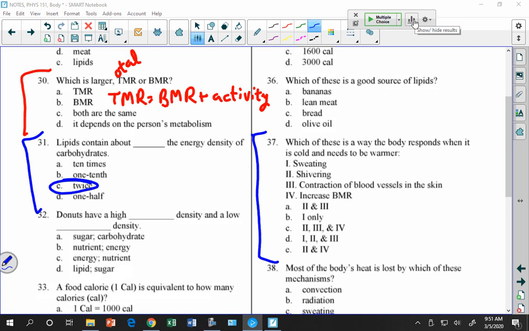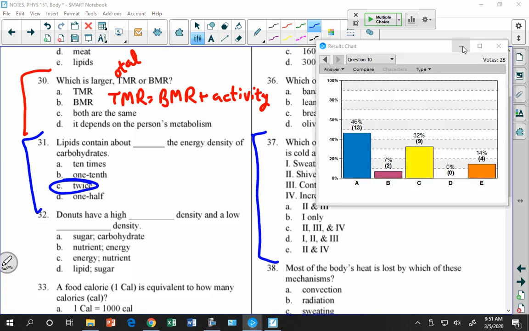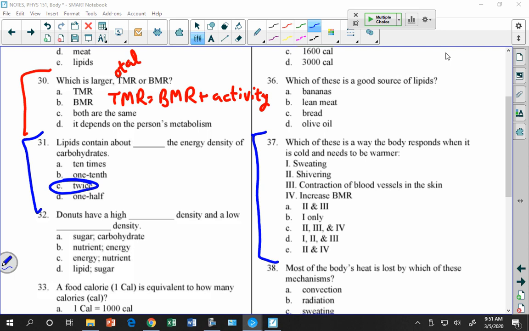I like these sorts of questions where I give you a list and you have to pick out the right things. So it's not sweating, right? You don't want to sweat when it's cold out. That's just going to make you colder. Shivering, will that make you warmer? Yes, shivering will make you warmer. Because when your body moves, it's like being more active. It just warms your body up.